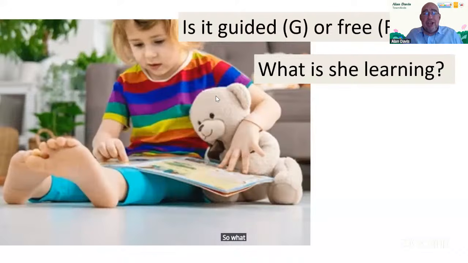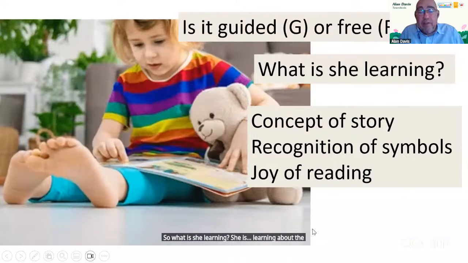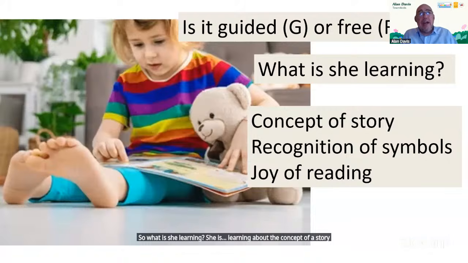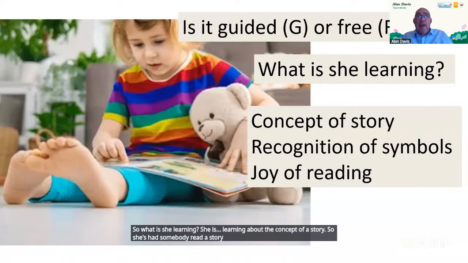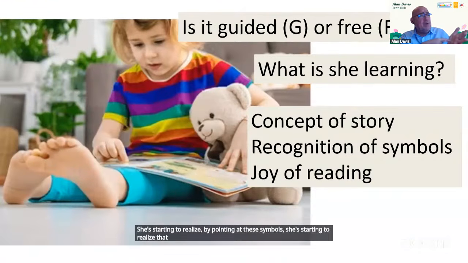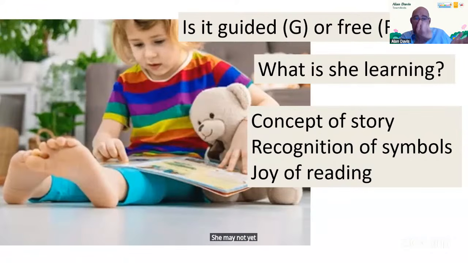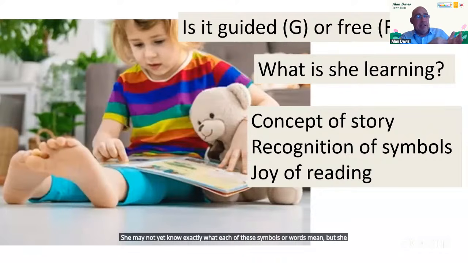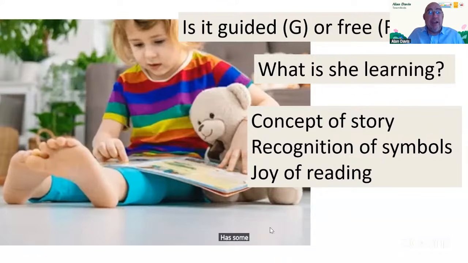So what is she learning? She is learning about the concept of a story. So she's had somebody read a story to her before. Now she's going through the motions of the story. She's starting to realize by pointing at these symbols that this symbol actually means something. She may not yet know exactly what each of these symbols or words mean, but she's realizing that this actually has some kind of significance.